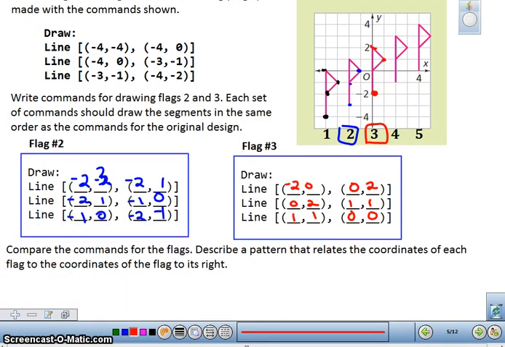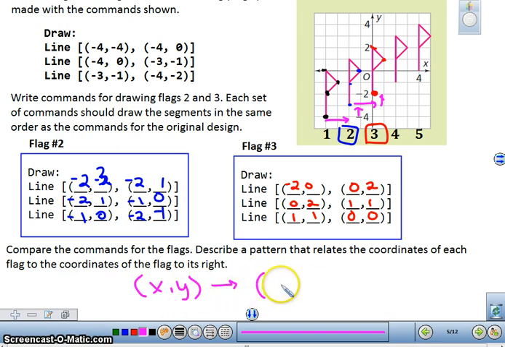And the question is, each time we were translating it, how were we moving our flag? If you think of it, each flag moved to the right 2 and up 1. To the right 2 and up 1. How do we write that in our notation, so that we can show how x changes and y?